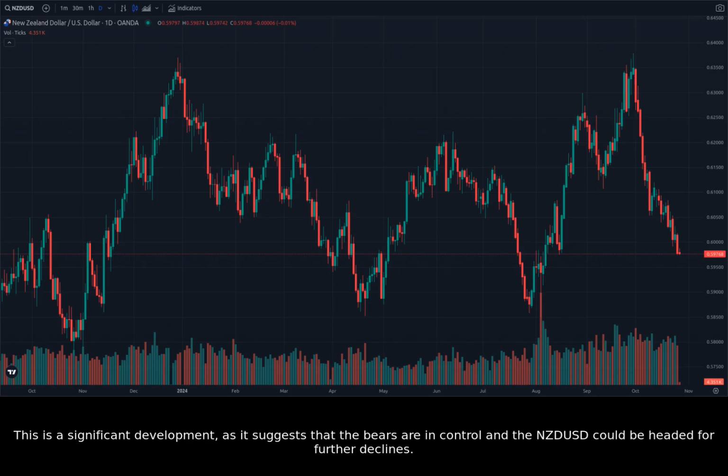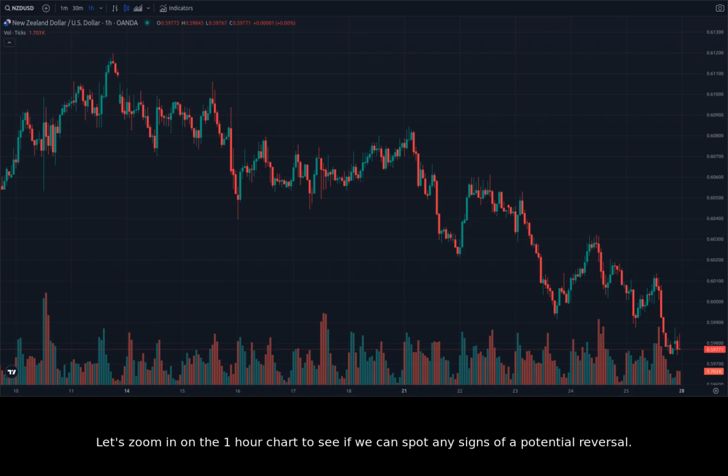for further declines. Let's zoom in on the 1-hour chart to see if we can spot any signs of a potential reversal. The 1-hour chart confirms the bearish trend we saw on the daily chart, with a series of lower lows and lower highs. However, we can see a slight bounce at the 0.5975 level, which could be a potential area of support.